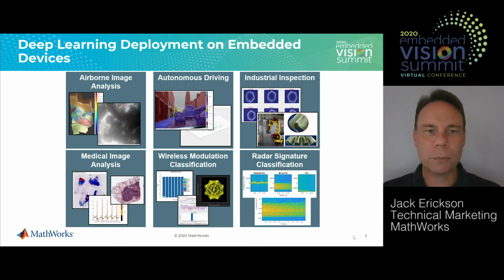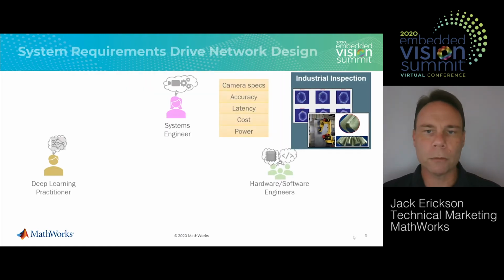FPGAs have become popular for deep learning inferencing in embedded devices because you can custom program them to deliver low latency with an efficient form factor and power envelope. However, when you're designing deep learning networks for edge devices, you really need to keep the system requirements in mind.